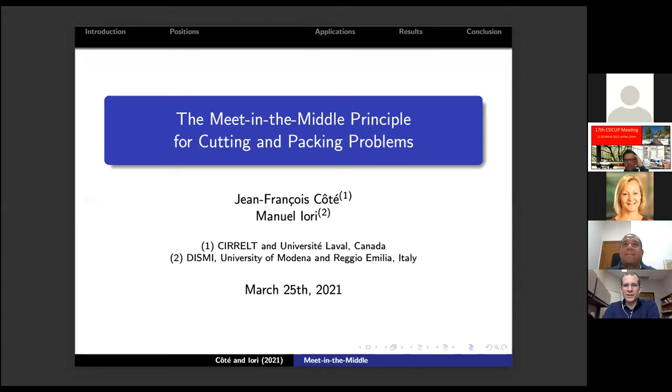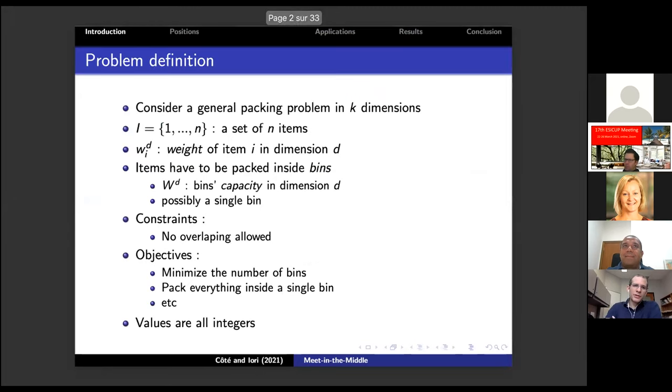Hello, my name is Jean-François Côté. Today I'm presenting joint work with my colleague Manuel Iori on a new way to represent a feasible solution in a packing problem. This new method, we call it the meet in the middle. So we consider a general packing problem. It could be a cutting or packing problem in any dimension: one dimension, two dimensions, or three dimensions.